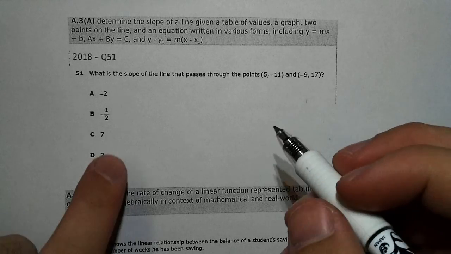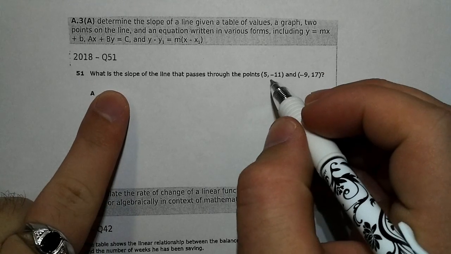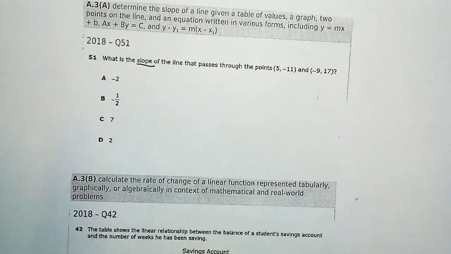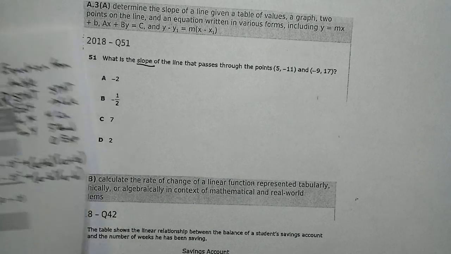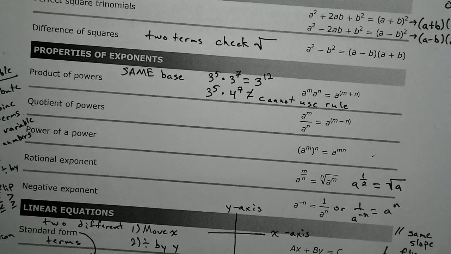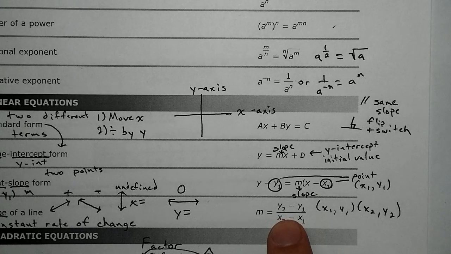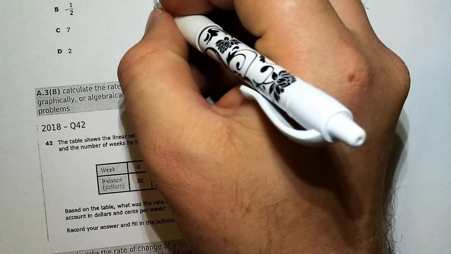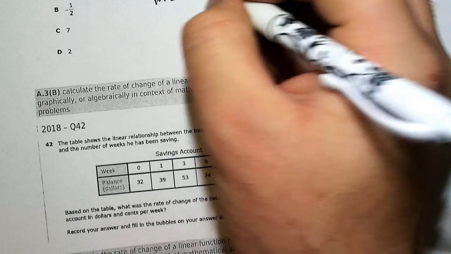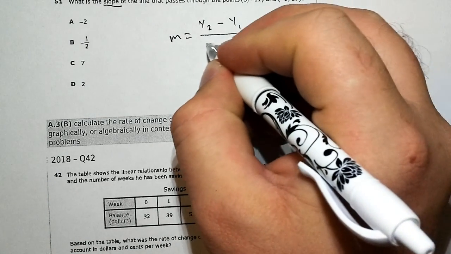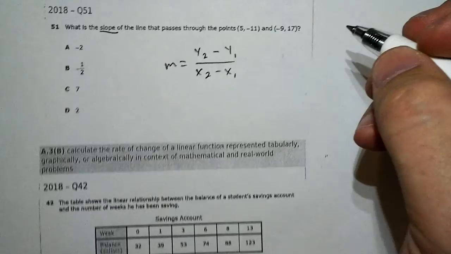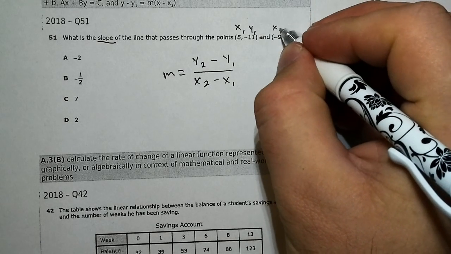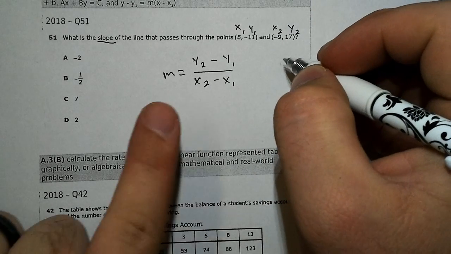Okay, the first question says, what is the slope of a line that passes through the points (5, -11) and (-9, 17)? Well, we want the slope of a line. So if we look at our STAR chart, slope of a line is m equals y2 minus y1 over x2 minus x1. So all I'm going to do is label the first point as my x1, y1. My next point is going to be x2, y2. And now I just put the numbers right in here.